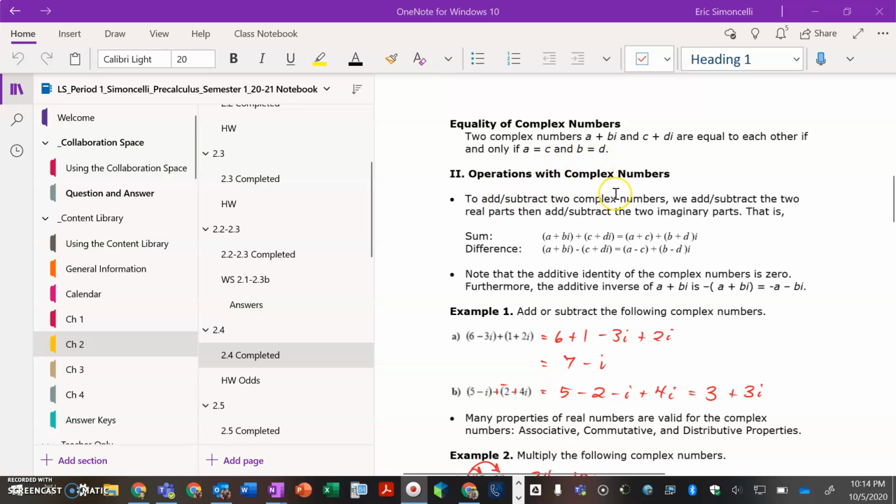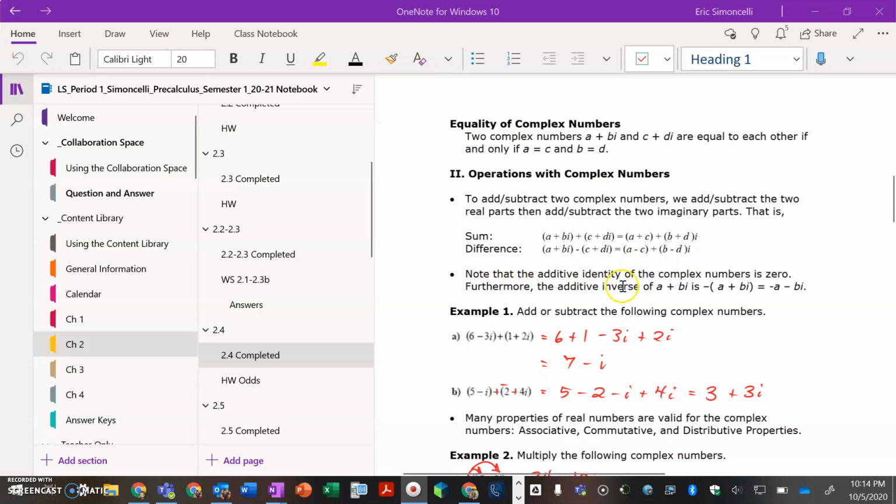Now, operations with complex numbers. To add and subtract two complex numbers, we add and subtract the two real parts, then add and subtract the two imaginary parts. That is, the sum, which is a plus bi plus c plus di, ends up being a plus c, plus b plus d times the quantity i. The difference is similar, same quantity here minus that quantity there: a minus c plus b minus d times i.